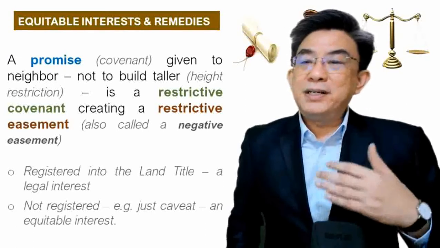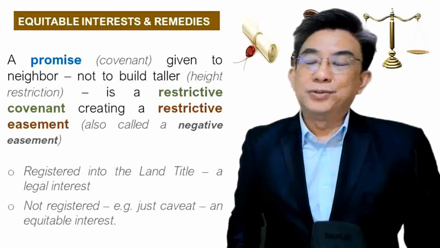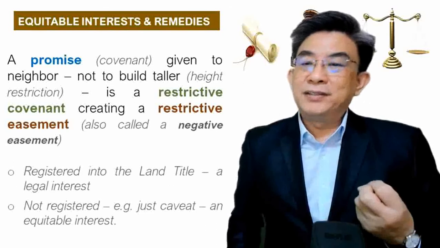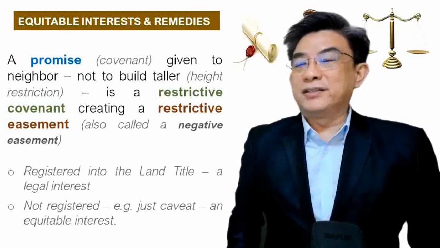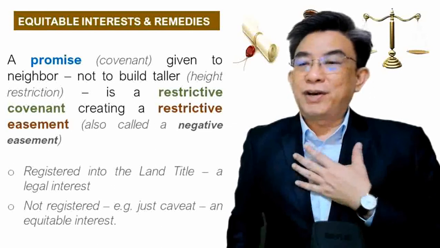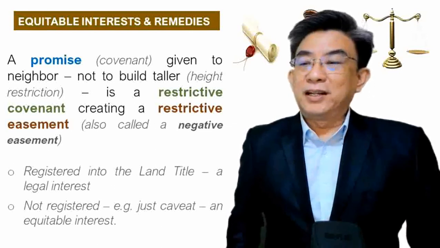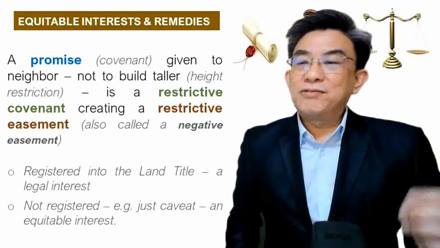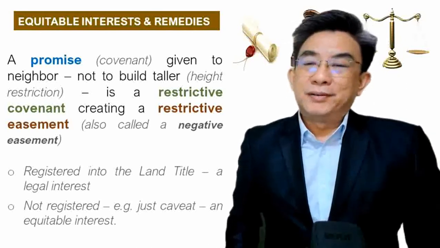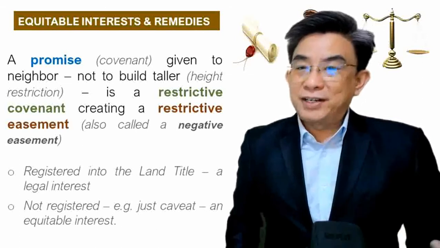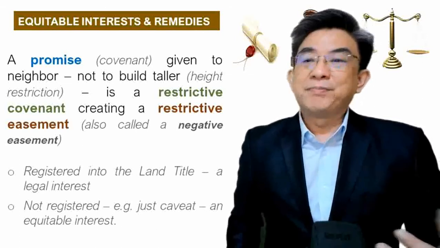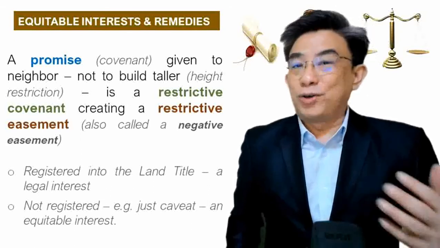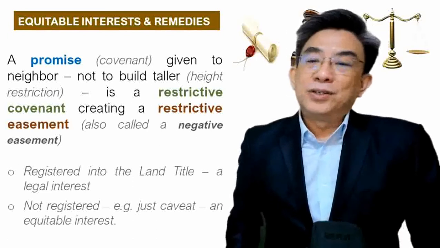So somebody promised the neighbor that I will not build taller than you. Now, this is a restrictive covenant. From this restrictive covenant, a land right is created. So if I promise you not to build taller than you, then the land right is created in your favor. That is your land right against me. So that kind of land right, which is a height restriction arising out of a restrictive covenant, is a restrictive easement. Now, it's also known as a negative easement, meaning I cannot block your light, for example.